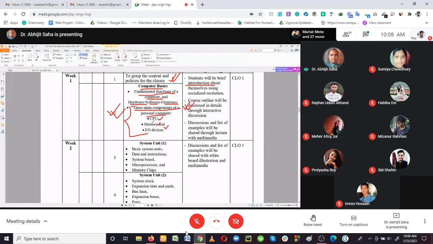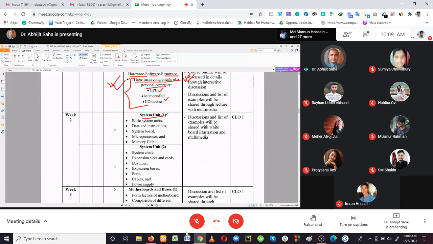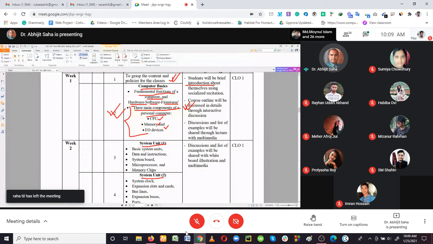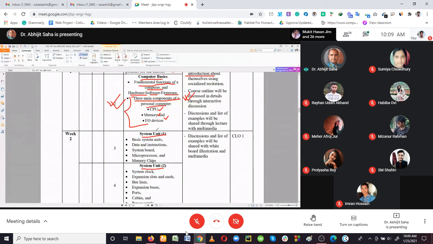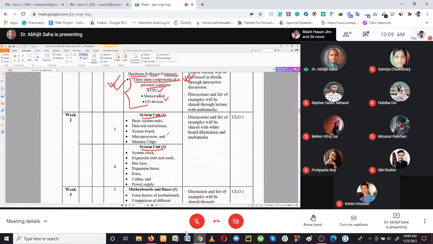In the same lecture, computer basics, we are going to have the system unit as well. So three classes are going to be spent on computer basics, lecture number 1. In the system unit part, we are going to discuss the basic system units. There are different system units that computer systems are designed with, like the desktop computer, which itself has varieties.